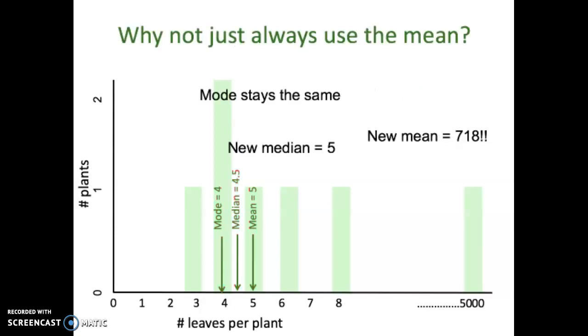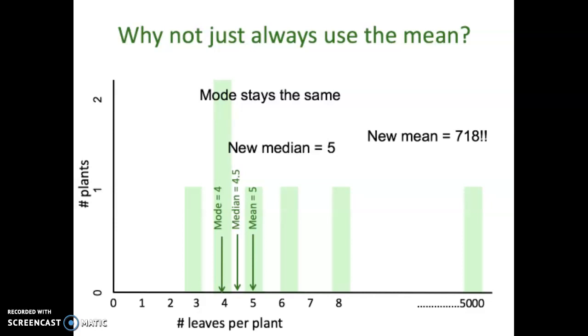But why don't we always just use the mean? Why bother with those other things? Well, we can illustrate this point by pointing out that if we had one plant on this distribution that had 5,000 leaves, it would push our mean all the way up to 718, right?